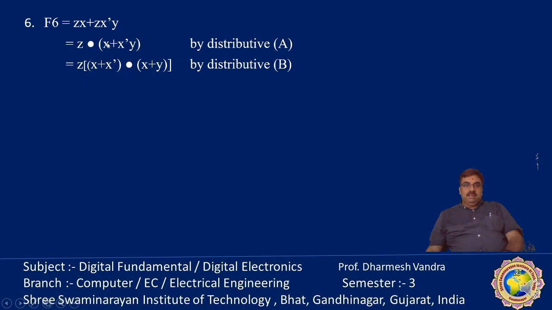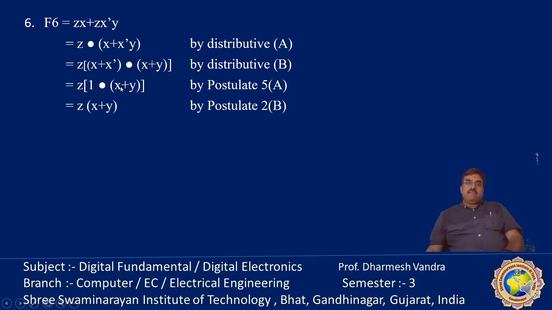Okay, see here. This function is ANDed with this first, but the OR of the two is ANDed with this. Now here x OR x dash is always 1. So substitute this. 1 AND x plus y. Now 1 ANDed with any variable, the result is the variable itself. So z in bracket x ORing y. So here you just see that the functionality is changed.